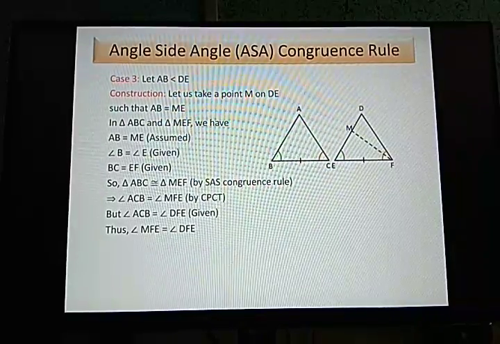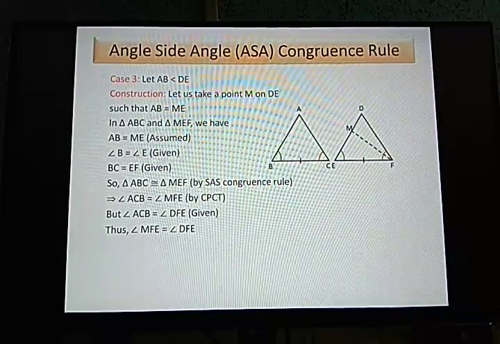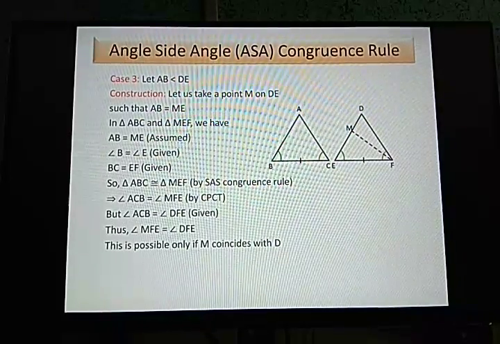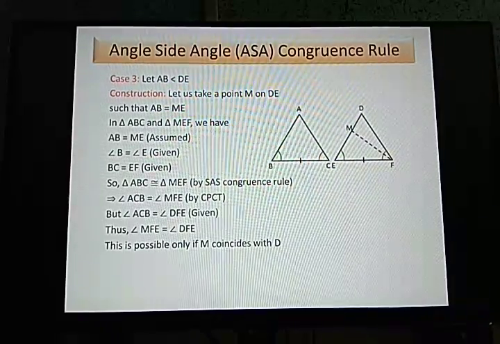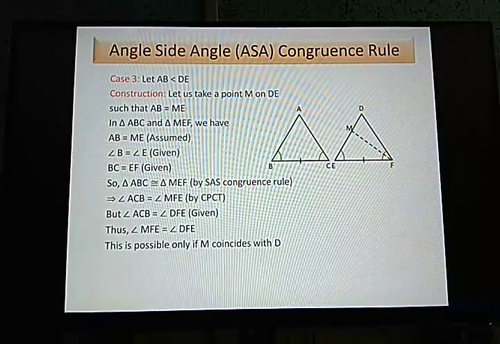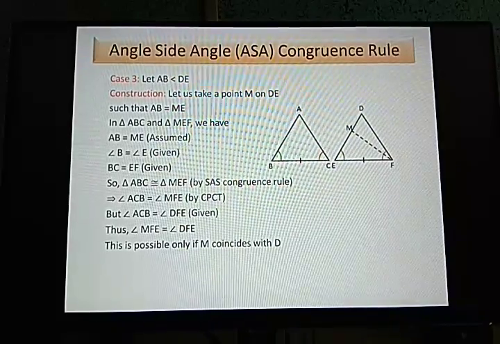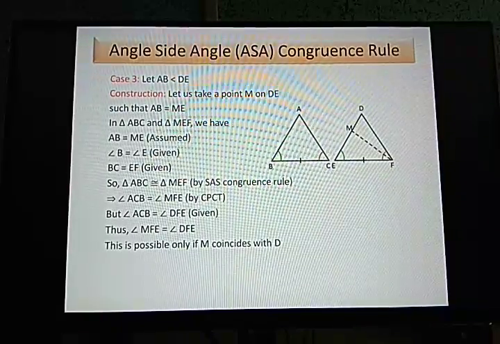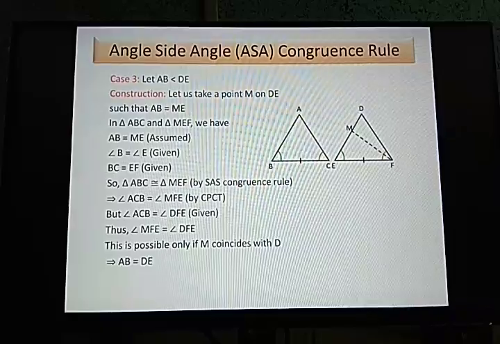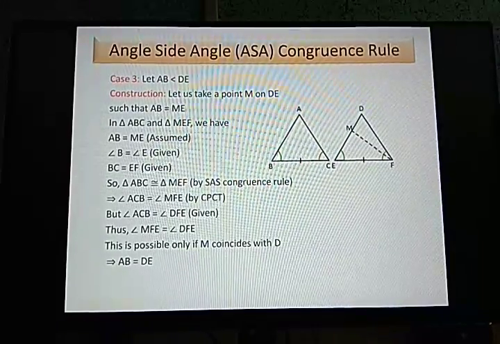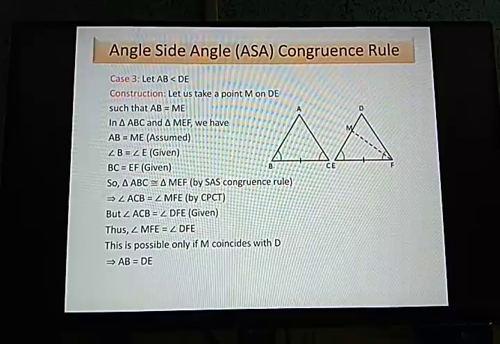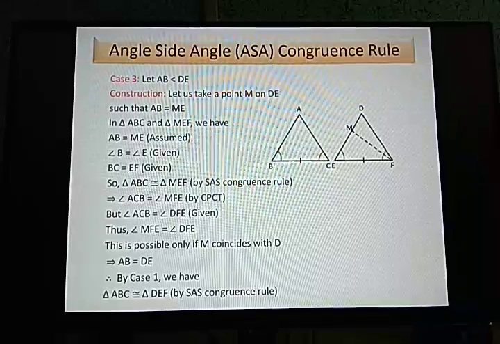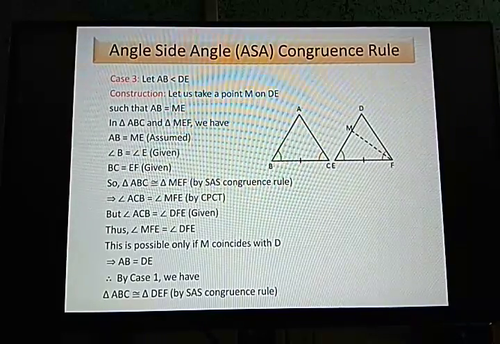But is it possible? It is possible only when there is one single condition again: only when point M coincides with point D. So again the existence of point M ends here, because if it coincides, that means there is no point M. Point M has become point D. So from there we get that AB is equal to DE. So again, by case 1 we can say that both these triangles are congruent by SAS congruency. Clear?